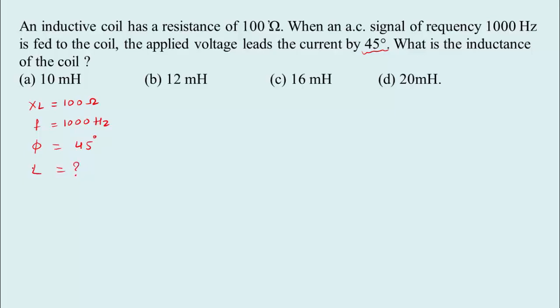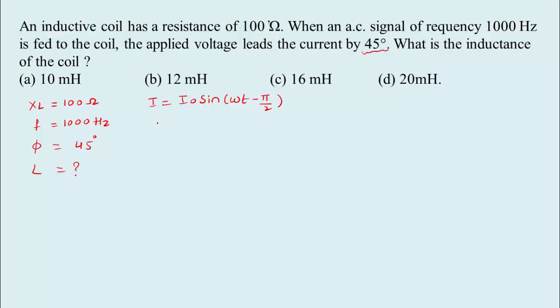So voltage leads current by 45 degree. So here we can take I equal to I naught sine of omega t minus pi by 2. So we know this relation which is related to an inductor. That means when it is connected to an inductor, we will get this equation. But here the angle is given as 45 degree.